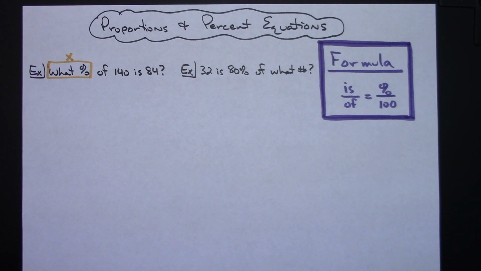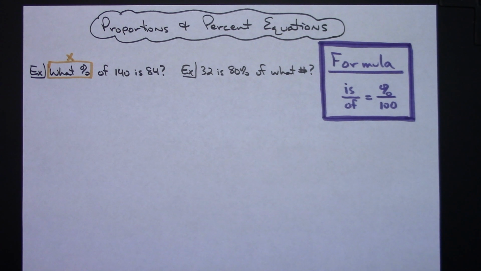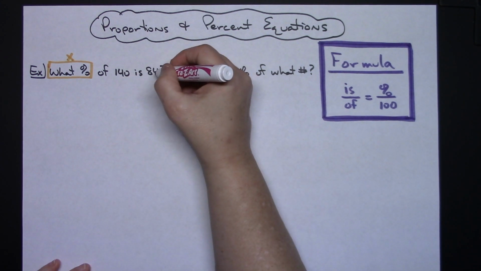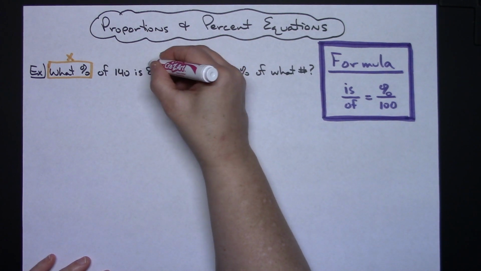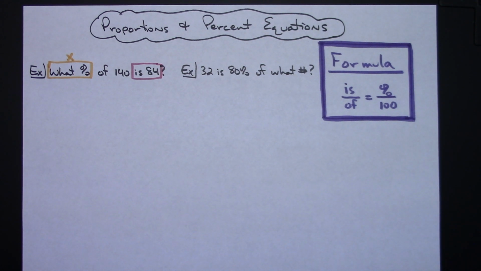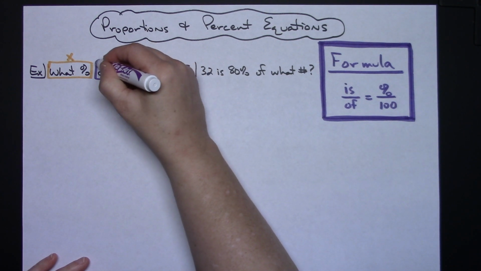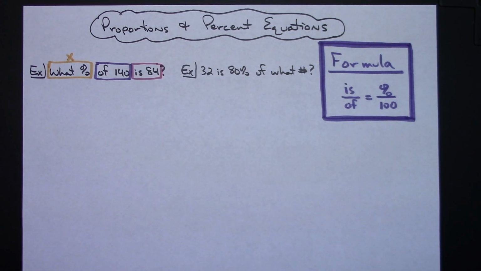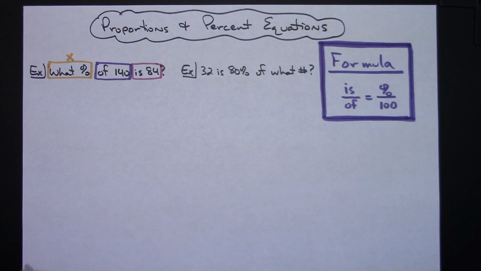Then I go through, and at this point, if I'm looking for the percent, I have two other numbers in this equation, and I have to determine what they are. The 84 is really close to the is, and 140 is really close to the of, so I'm going to box together the 84 and the is, because that's going to be my is number, and then the 140 is going to be the of number. So if you get used to taking that equation and breaking it up and finding what number is the is, what number is the of, and then what number or variable is your percent, then you can write this equation.